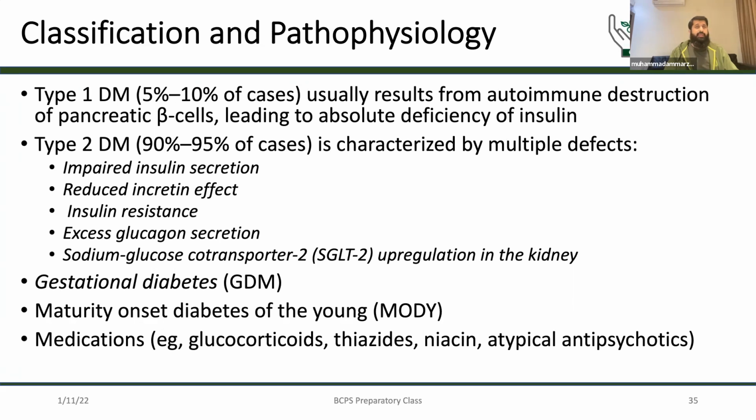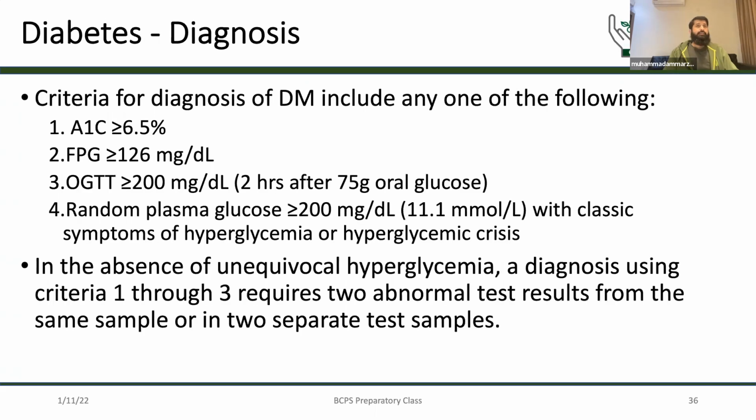So let's talk about the diagnostic criteria. The criteria for diagnosis of diabetes mellitus include any one of the following. A1C levels more than 6.5%. Fasting glucose more than 126 mg per deciliter, and oral glucose tolerance test more than 200 mg per deciliter. Random plasma glucose more than 200 mg per deciliter with classic symptoms of hyperglycemia or hyperglycemic crisis.